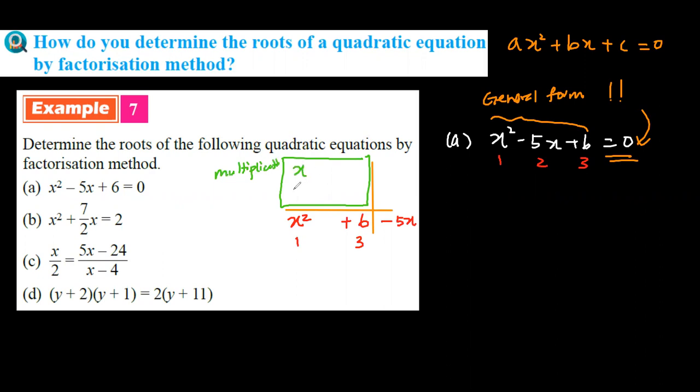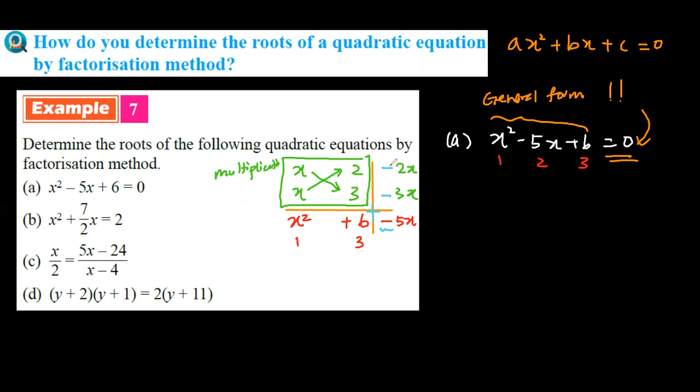Okay, we have x times x equals x squared. We have 2 times 3 equals 6. After that, do cross multiplication. Ignore the sign first, yeah? All right, so x times 2, 2x. x times 3, 3x. After that, what are we going to do? We need to add them together. So how to add? You will get a negative 5, so it must be negative 2x plus negative 3x. Then only you get negative 5x.